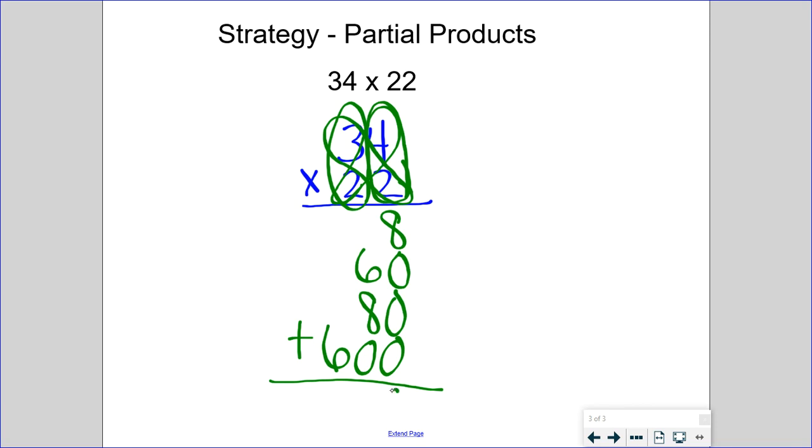So again, drop my 8 in my ones place. I have 14 in my tens. So I end up with a product of 714. So very different than how I learned it, but you end up with the same product.